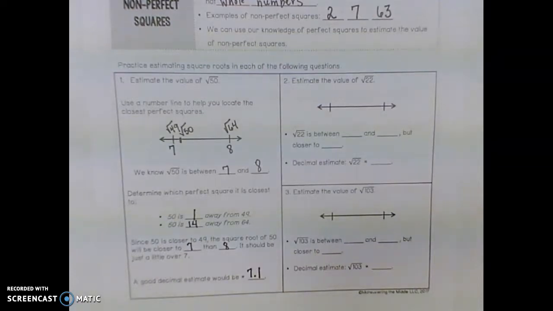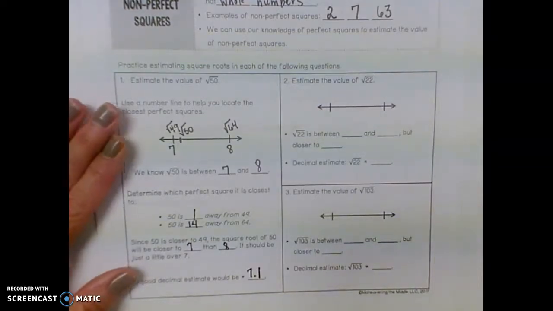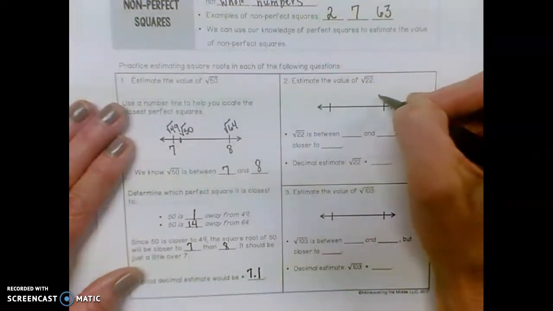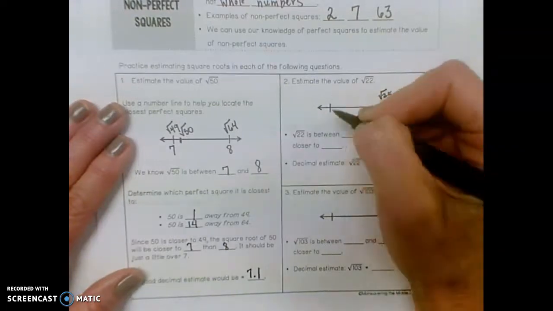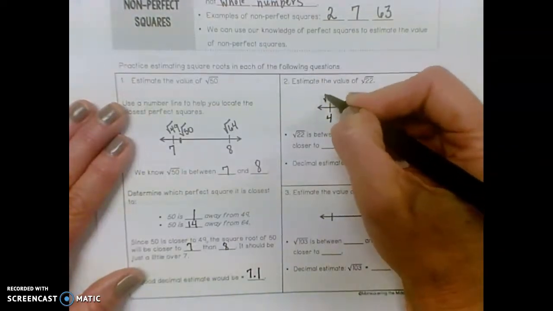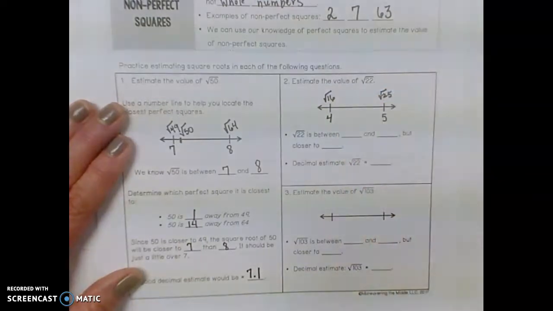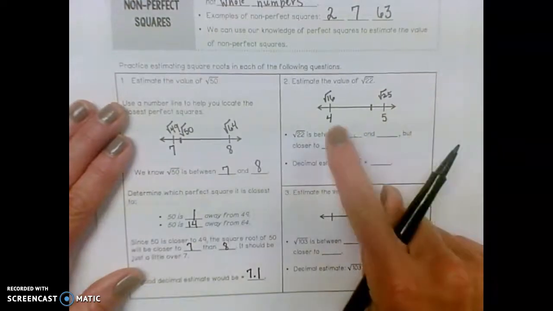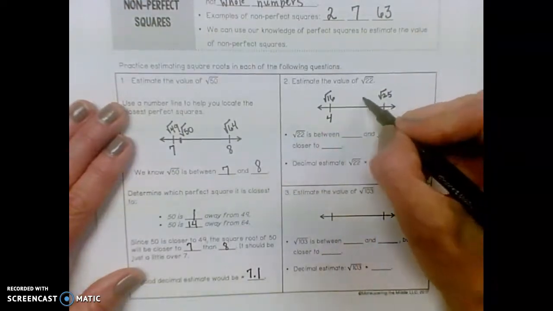We're going to continue this thinking. We're going to try to estimate the value of the square root of 22. I know that 22 is not a perfect square, but I know that 5 times 5 is 25, but that's a little bit too high. I'm going to write that down. I know that 1 lower than 5 is 4, and 4 times 4 is 16. So I know that the square root of 22 would be between the whole numbers 4 and 5.